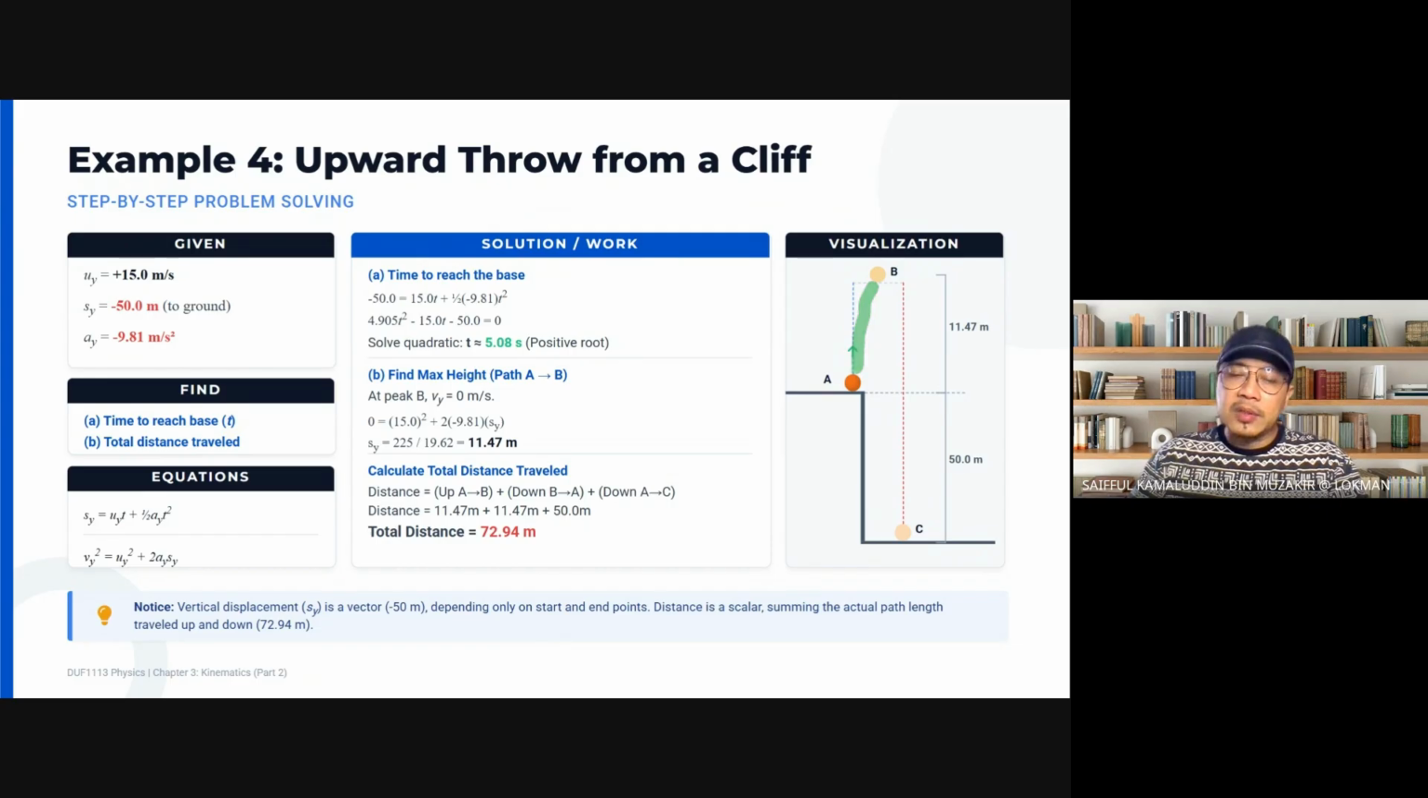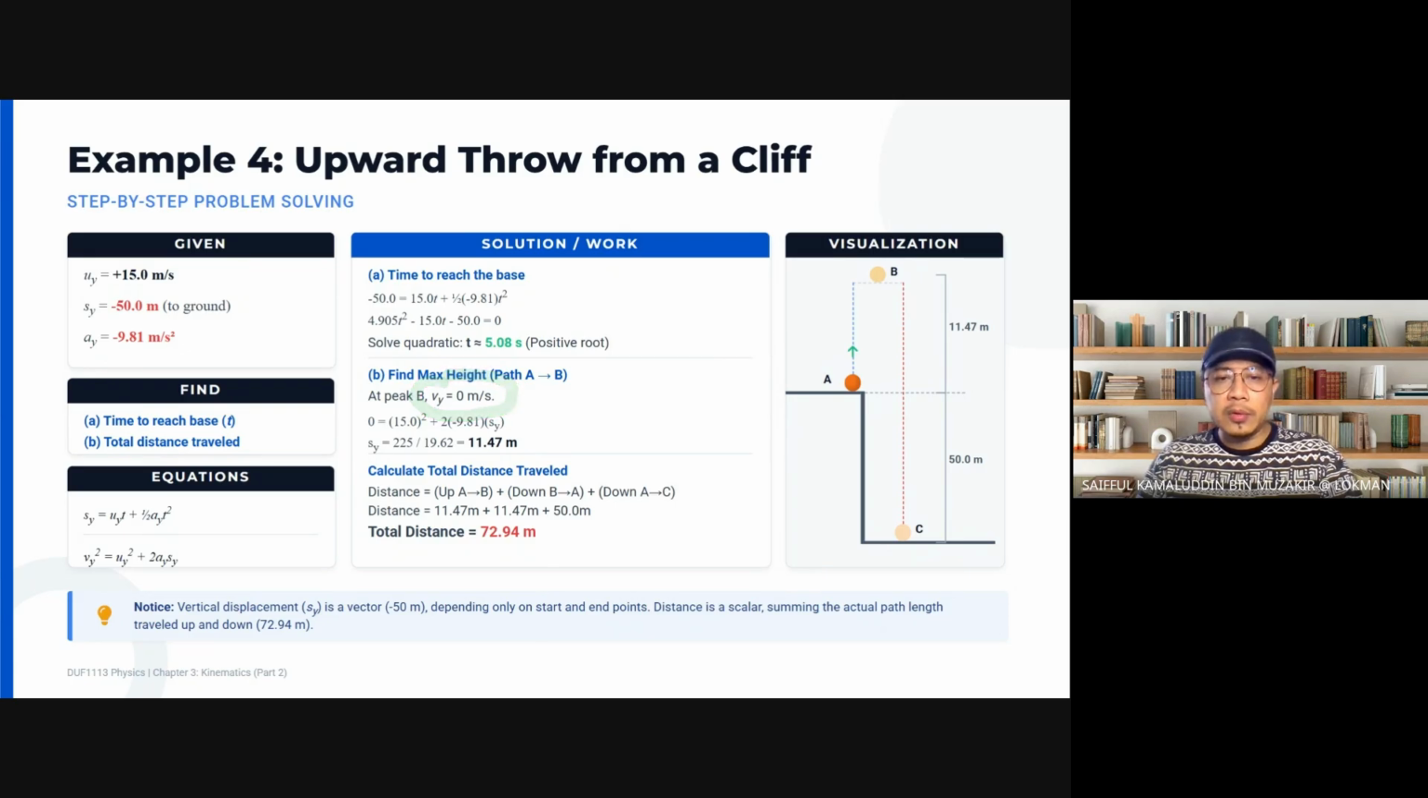How? Because the movement from A to B, at the top of B, our Vy equals 0. Remember, the ball goes upward and it stops for a while. During the stop, the velocity of the ball equals 0. So we know that clue. So at the peak B, Vy equals 0 meter per second.